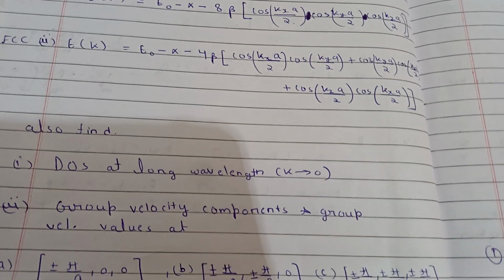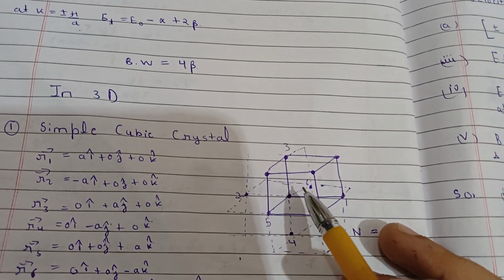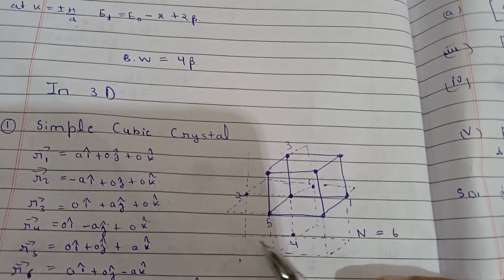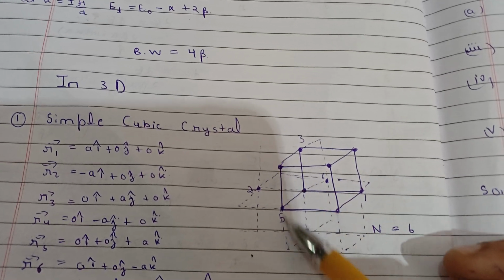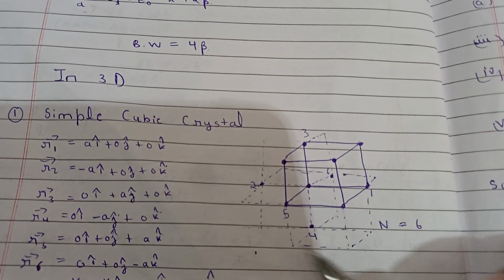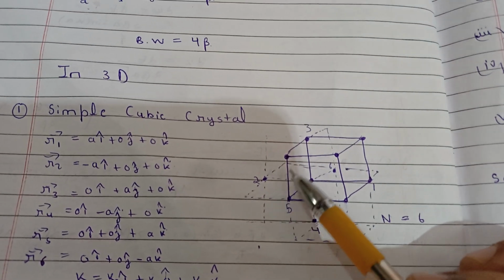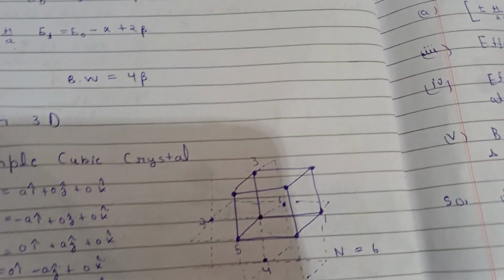Now for the FCC structure, there will be 12 neighboring atoms. Let me show you something so you can visualize. In the FCC structure you will have atoms on all the faces. If you find the neighboring atoms of this atom, they will be on all these 4 faces, all these 4 faces, and all these 4 faces also. This and this means 1, 2, 3, 4, 5, 6, 7, 8 and 9, 10, 11, 12. So you will have 12 neighboring atoms here.